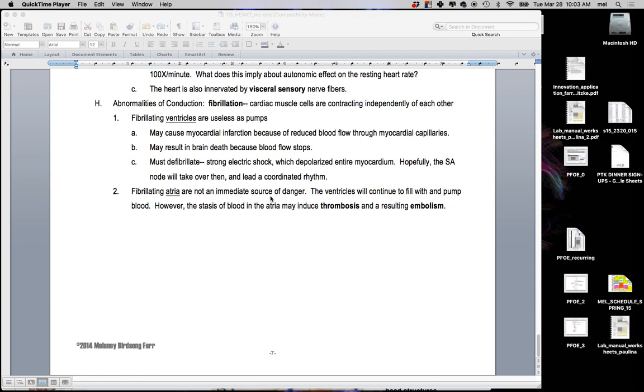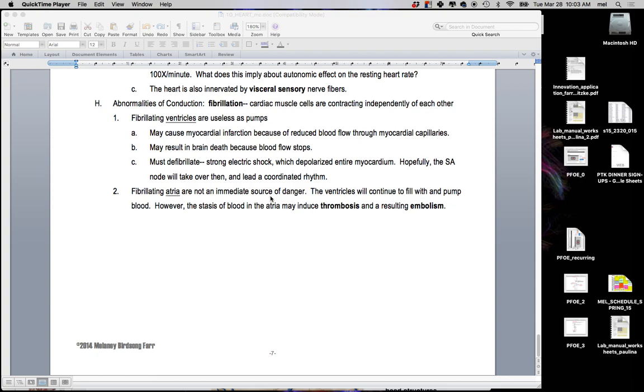So what's the big risk with atrial fibrillation? The big risk is not immediate, unless of course I'm driving my car and then I can pass out and kill everybody. The big risk is that blood that's sitting there, that 20%, is supposed to be moving. What's the problem if blood just sits around?